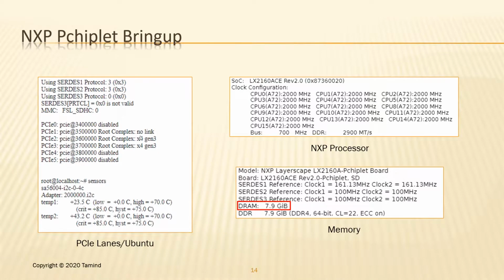So basically, when the NXP pitchlet boots up, you'll be able to see this information. It's going to scroll through really fast. So they have, I think, 4 SerDes lanes, each one is X8 Gen 3 PCIe SerDes lanes, and then they have a 12-core A72 processor.